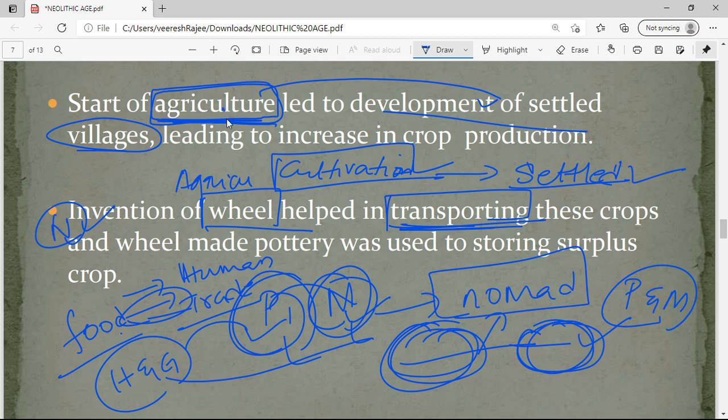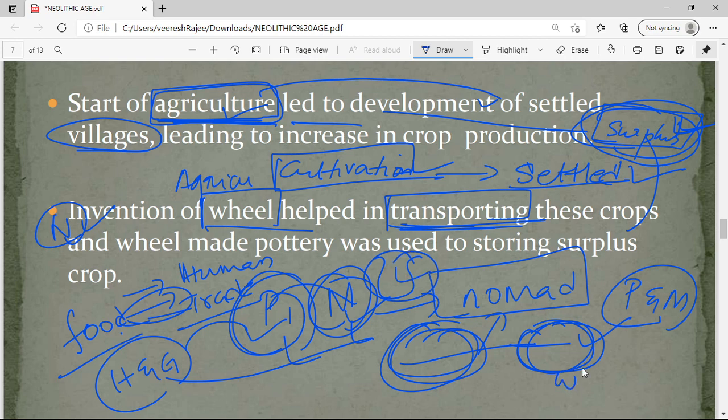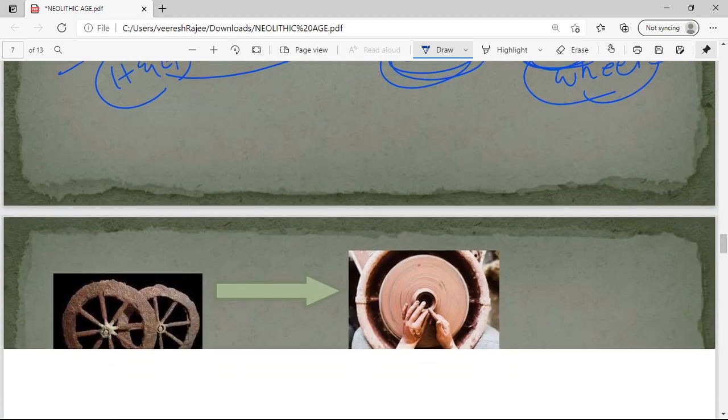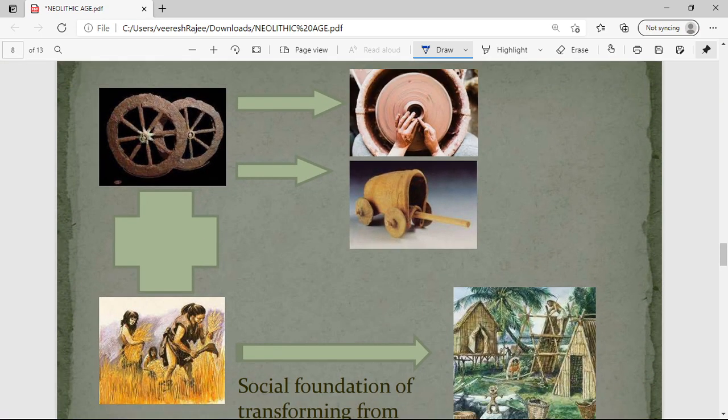We have seen that with the development of agriculture, surplus production was created, and this surplus production was kept in pots which were made out of the wheel. Wheel-made pots were used to keep this surplus production, and this surplus production was transported through vehicles. So in this pictograph you can see that the invention of the wheel led to the development of wheel-made pottery, and then easier transportation.